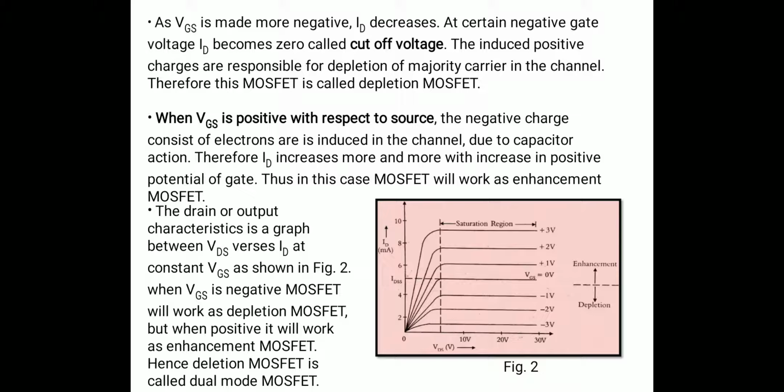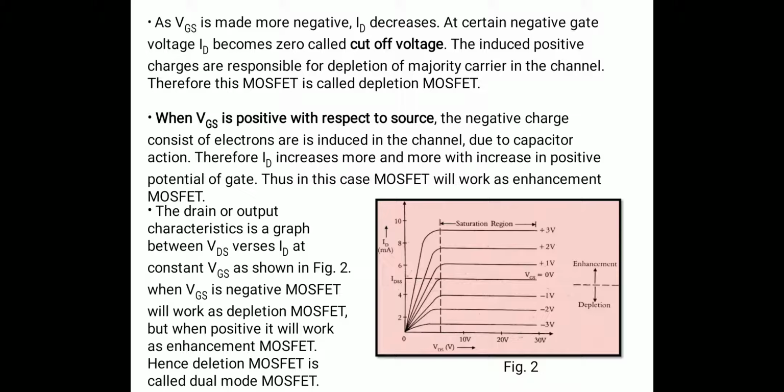Now consider the case when VGS is maintained at positive potential. When VGS is positive, then because of the capacitive action, it will induce opposite negative charges in the N channel. The N channel consists of already majority current carrier electrons, and as the gate is at positive potential, it will also induce negative electrons in the channel. Thus, the number of electrons in the N channel increases. This will increase the drain current.